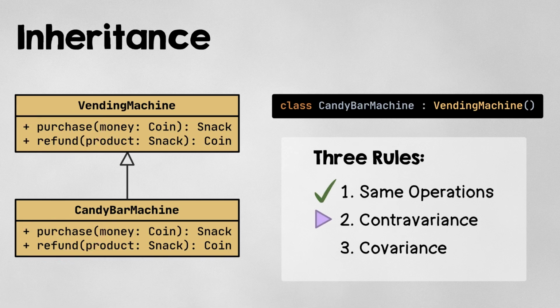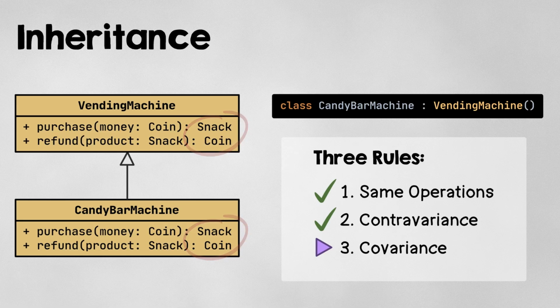Second is the rule of contravariance, where the function parameter types must be the same as or more general than the corresponding parameter types in the supertype. And indeed, all of the parameter types are the same as they were in the superclass. So rule number 2 is good. Number 3, the rule of covariance, where the function return types must be the same as or more specific than the corresponding return types in the supertype. And by default, all of the return types are also the same as they were in the superclass.